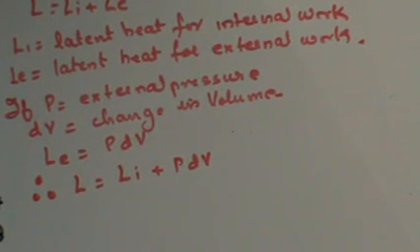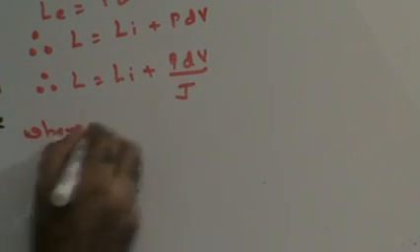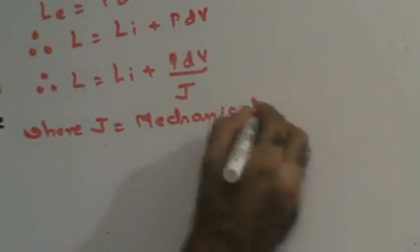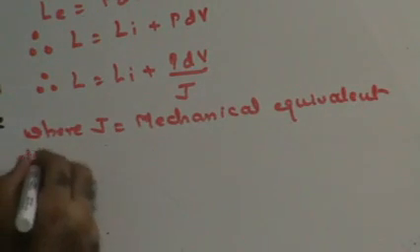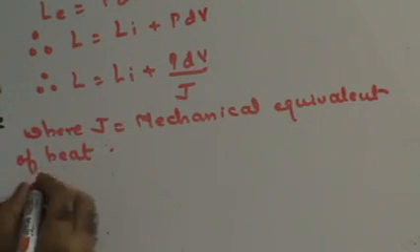Right? Now, in order to represent this in mechanical units, I can therefore say that L is equal to Li plus P dV upon J, where J is the mechanical equivalent of heat. Fine, do you get this in here? So this is my equation for latent heat.